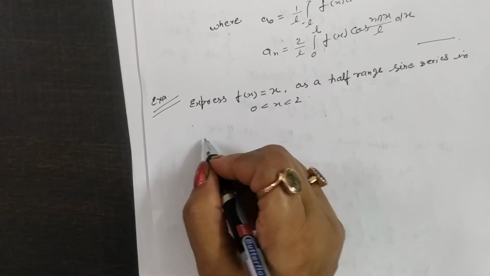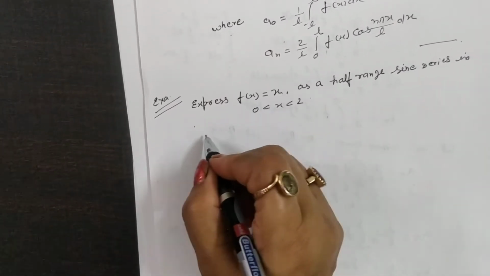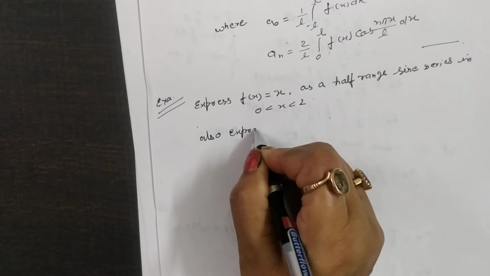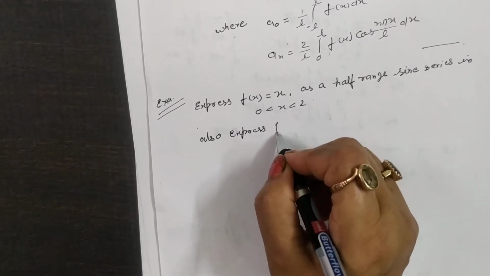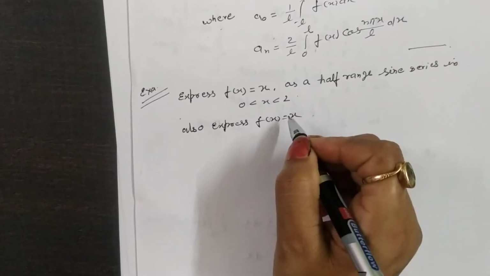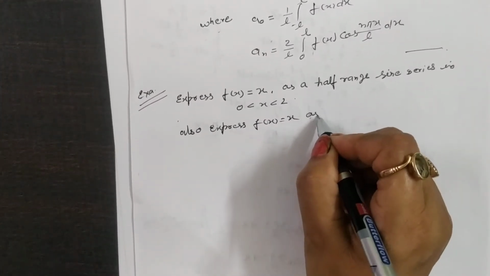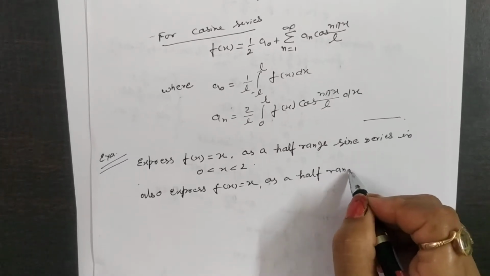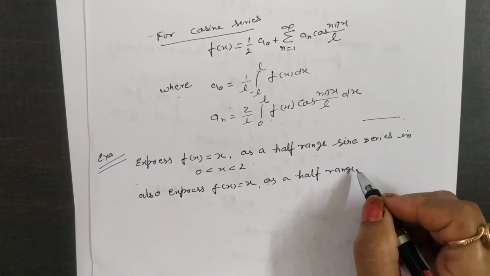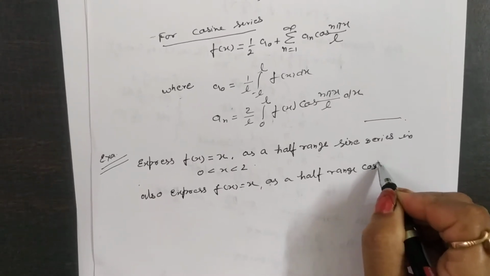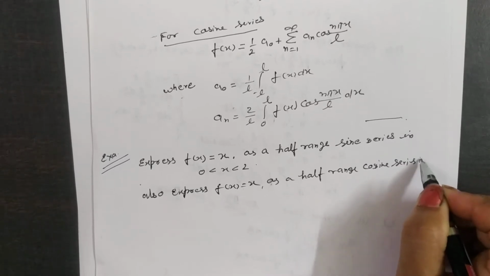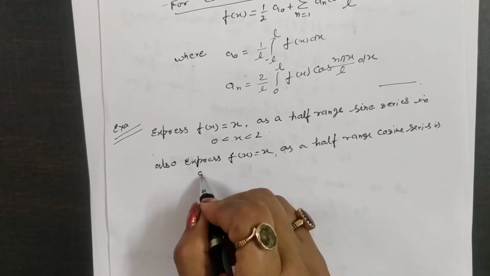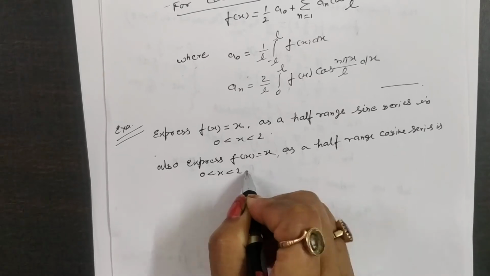And also express f of x is equal to x as a half range cosine series in the interval 0 is less than x is less than 2.